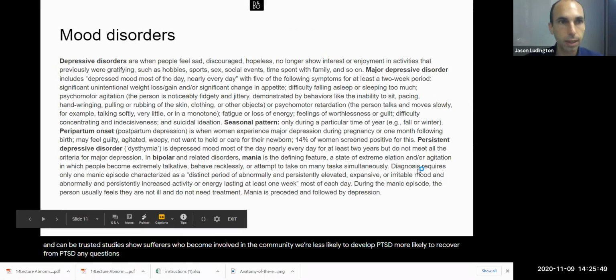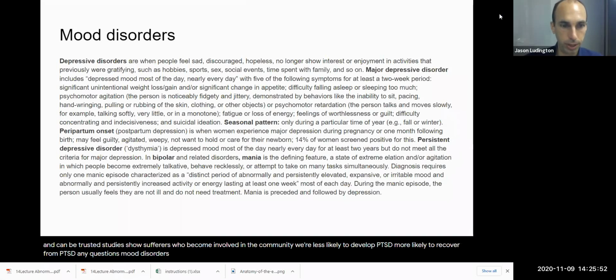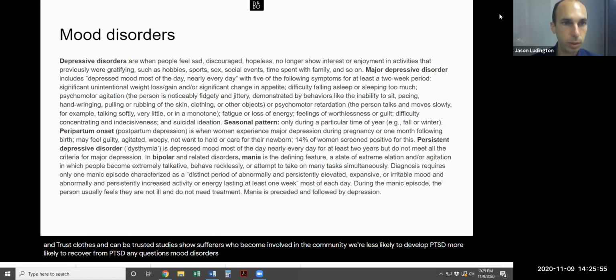All right. The next one, mood disorders. Depressive disorders are when people feel sad, discouraged, hopeless, and no longer show interest or enjoyment in activities that previously were gratifying, such as hobbies, sports, sex, social events, time spent with family, and so on. So they have blunted pleasure. They can't experience pleasure. At the same time, they have an elevated, exaggerated, magnified experience of sadness or pain.